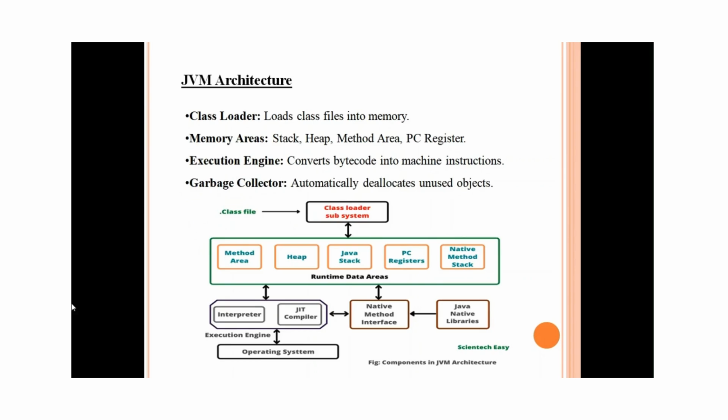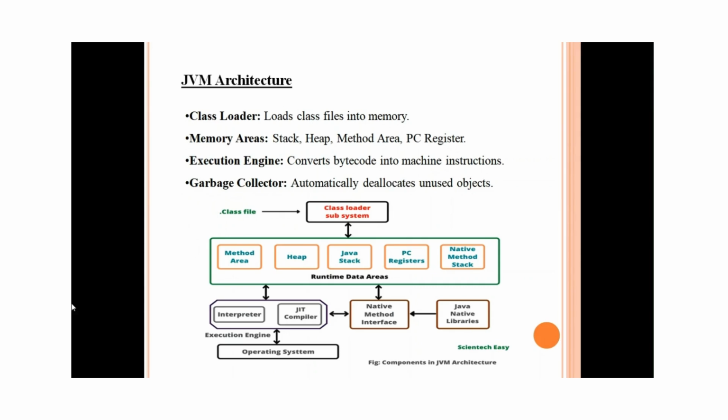Coming to the JVM architecture, it has mainly four parts: class loader, memory areas, execution engine, and garbage collector. These are the major features of the JVM architecture. First, the class loader loads the class files into memory. Memory areas are of four kinds: stack, heap, method area, and PC register. Stack and heap are used to hold the static variables and the dynamic variables.